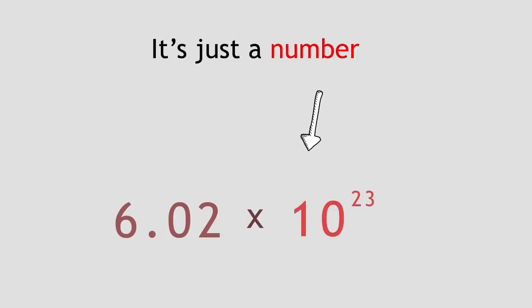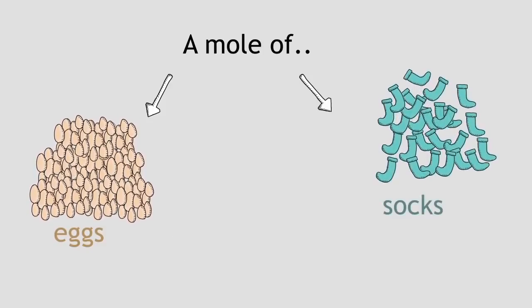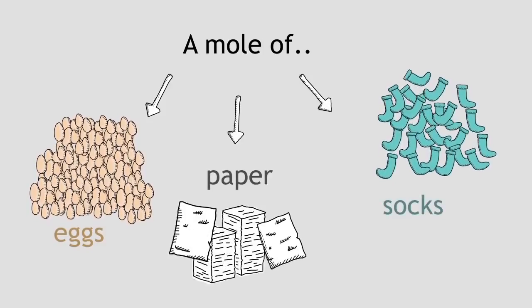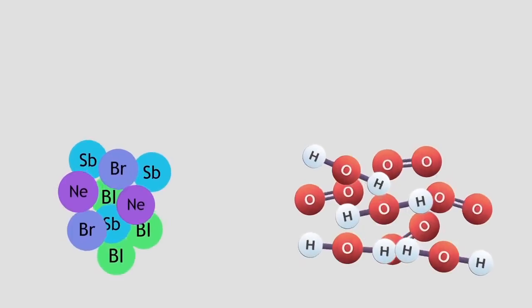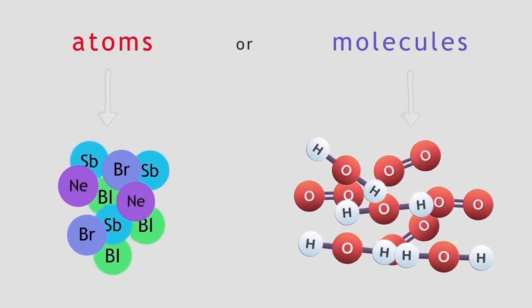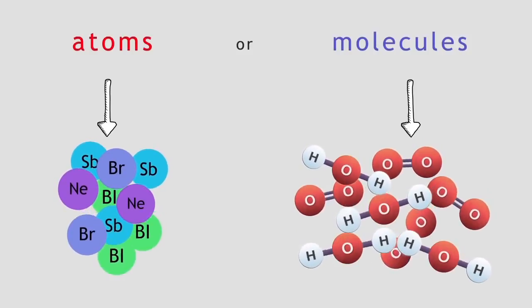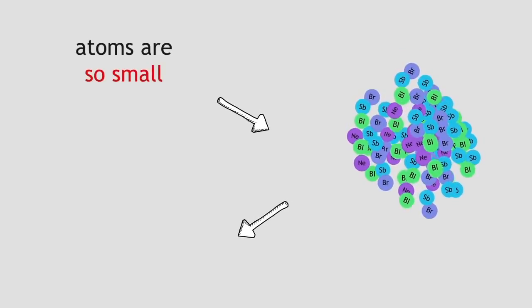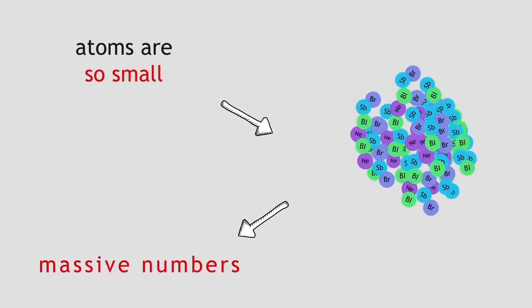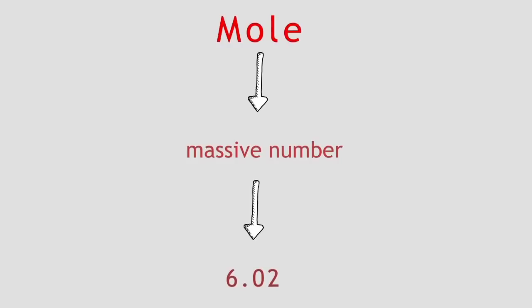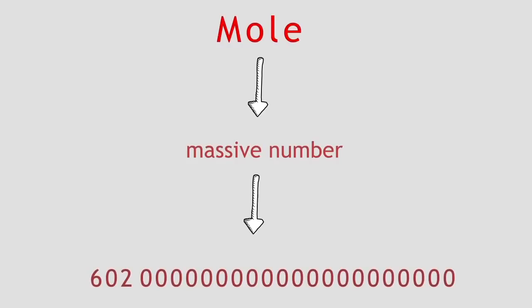It's just a number, and is specifically 6.02 times 10 to the 23. We could have a mole of eggs, a mole of socks, or even 1 mole of sheets of paper. However, in chemistry, we normally use it to represent atoms or molecules. This is because atoms are so small. It's just a convenient term to represent massive numbers. And a mole is a massive number. It's 602 with another 21 zeros after it.